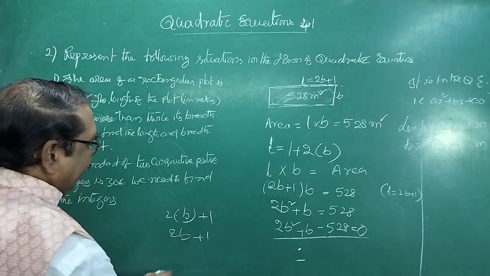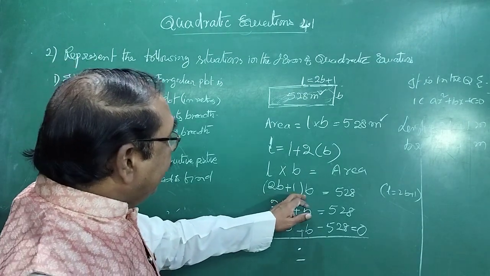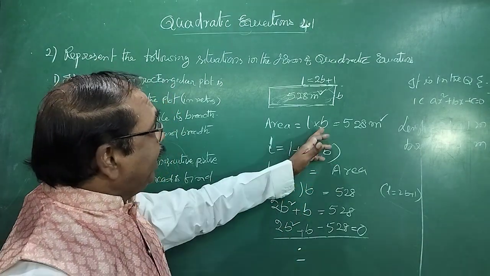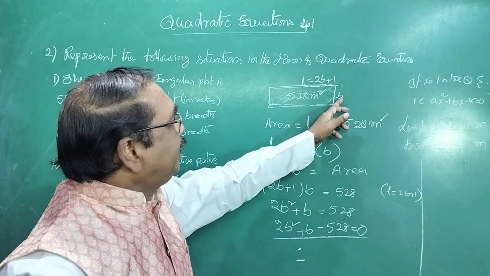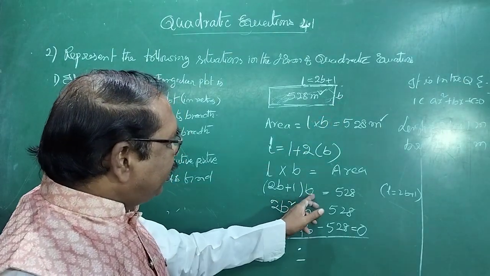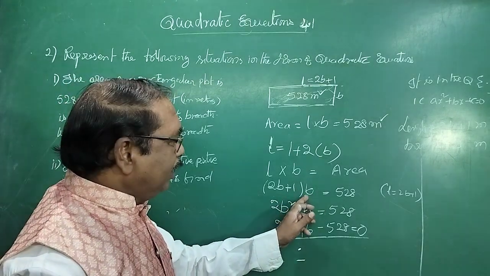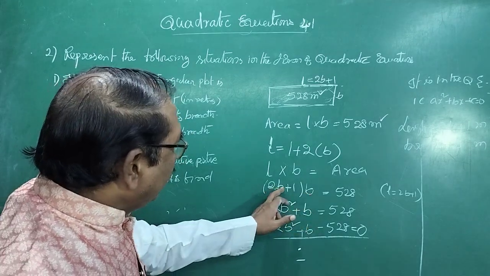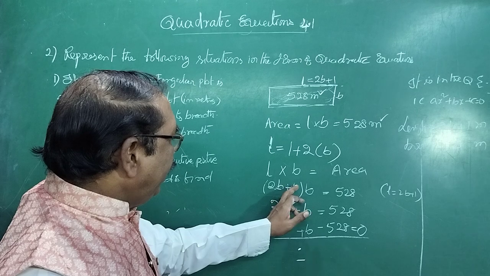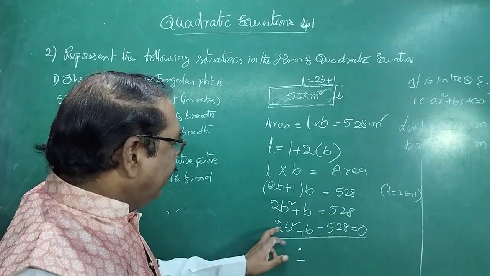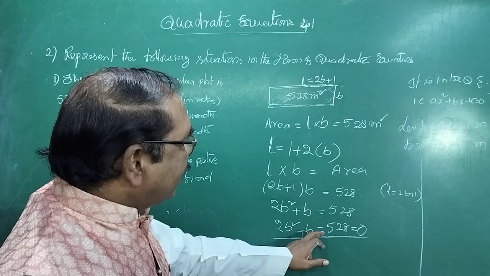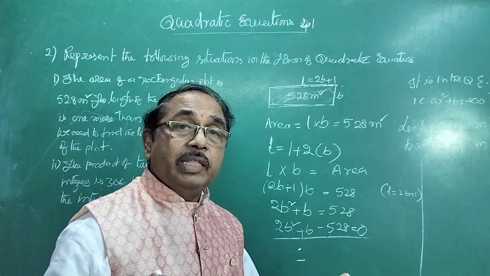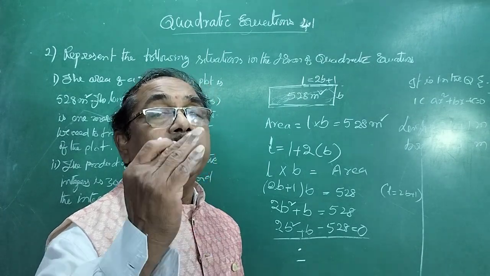2b plus 1, that is equal to what? Length. What is area? Length into breadth. Breadth is b, length is 2b plus 1. When we get the product, that is the area. Let us simplify: b into 2b, 2b square, plus 1 into b, b, is equal to 528. So 2b square plus b minus 528 equals 0 is the asked quadratic equation.